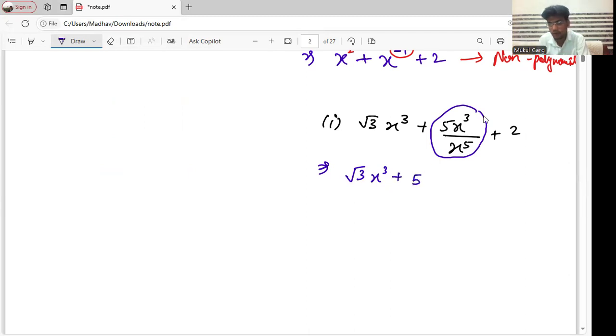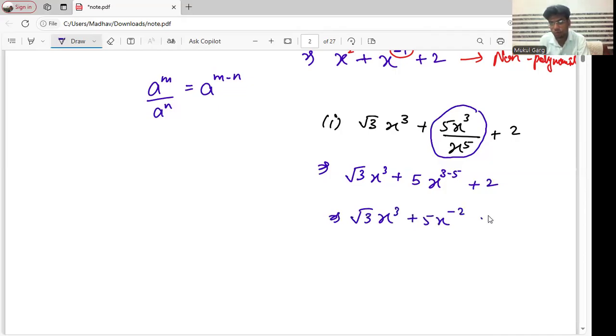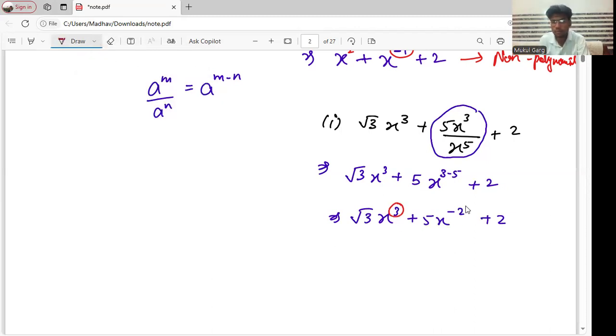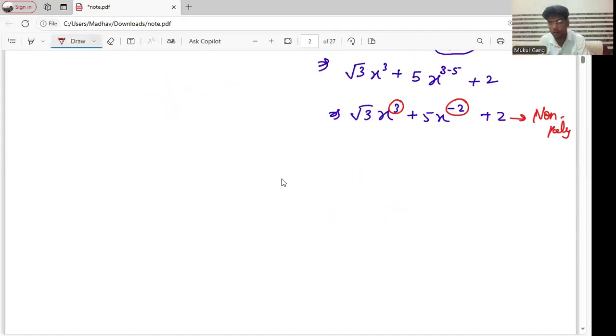Now, if we look at 5x cubed divided by x to the raised power 5, it's so simple. Use this law: a to the raised power m divided by a to the raised power n. We can directly subtract the exponents. We have already learned about this law in 7th and 9th grade and in 8th as well. So we have the same base x. Now we can directly subtract the exponents, plus 2. So it will become what? Root 3x cubed plus 5x to the raised power minus 2 plus 2. Now again, if you just check, in the first one, 3 is a whole number, but minus 2 is not a whole number, so it's not a polynomial, non-polynomial. I hope this is clear for all of you. Now, let me write down another question.